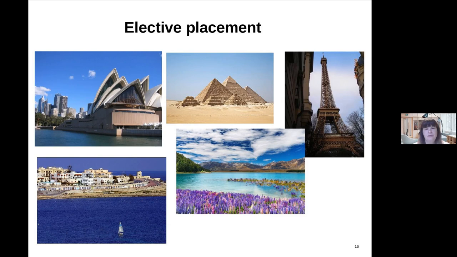In terms of your elective placement, you arrange that yourself and you are expected to fund that yourself. So if you are going to Australia, please bear in mind you probably want to start saving now. But we'll teach you more about that as you move into second year and give you the tools, because a large part of the learning outcomes for that module is your ability to design a project in your elective placement.